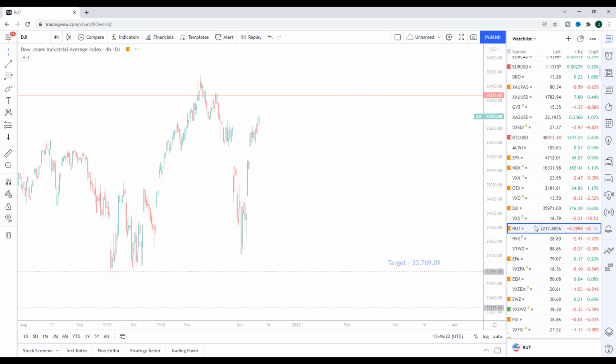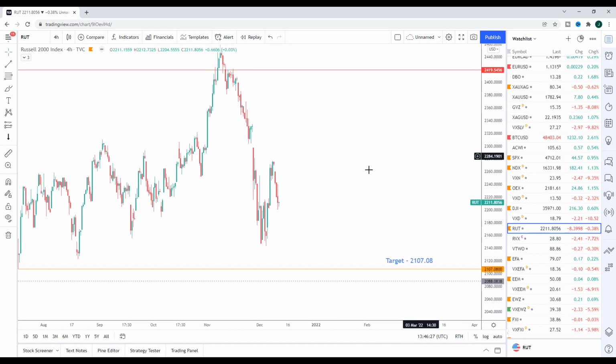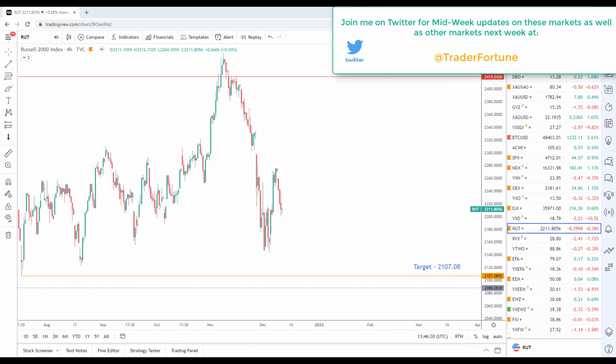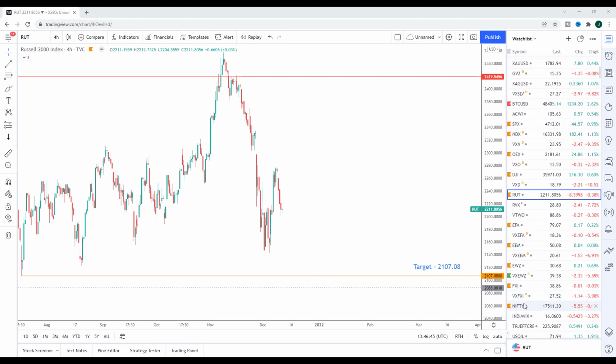The Russell, we also had a bounce to the upside, although not extremely convincing. And again, I'm neutral going into the Fed meeting. However, if we do get a hawkish Fed, I would expect to see further declines to the downside in the Russell, and the next stop to the downside is the 2107.08. And finally then, to wrap up, is the Nifty.